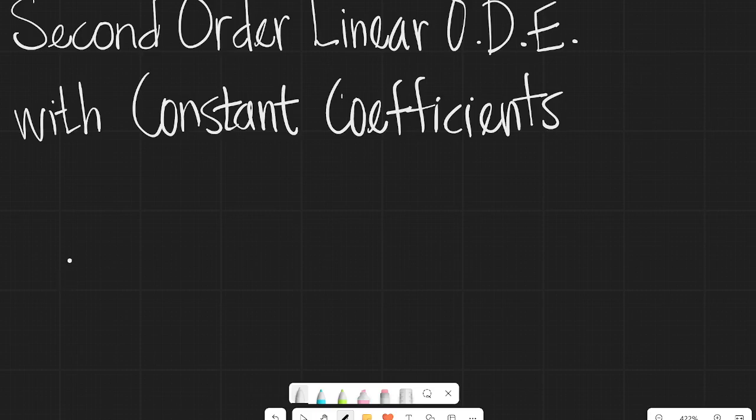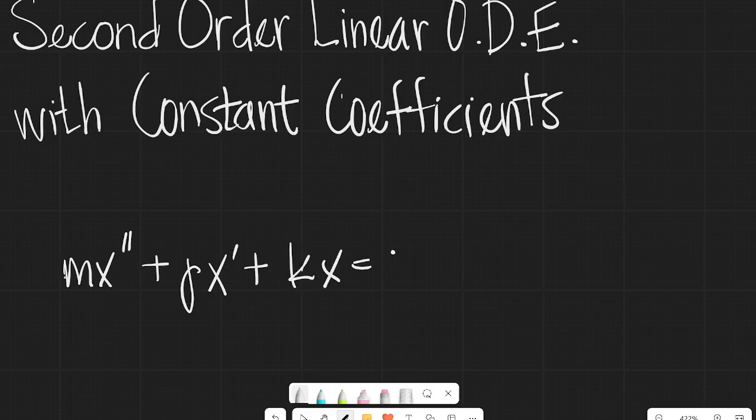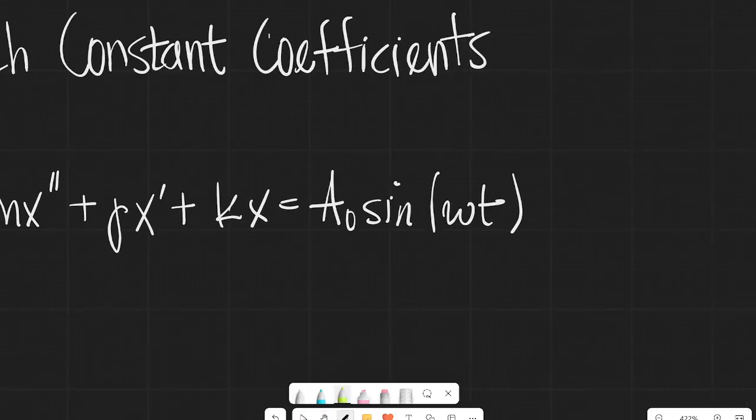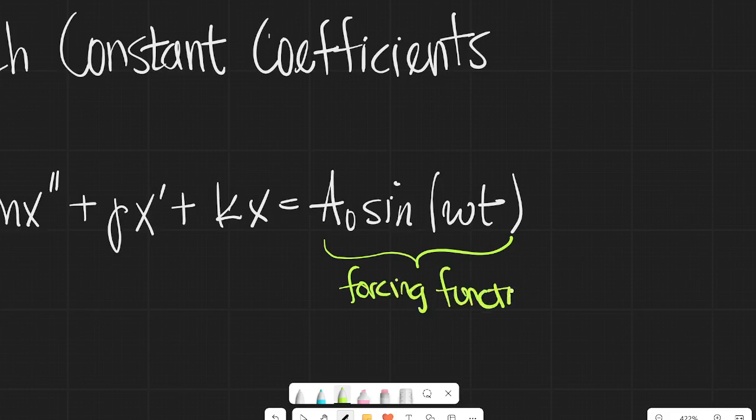The problem statement gives us the second order differential equation m x double prime plus gamma x prime plus k x equals A naught times sine of omega t. This is called a forcing function. And that will come into play later when we are evaluating the particular solution to this differential equation.